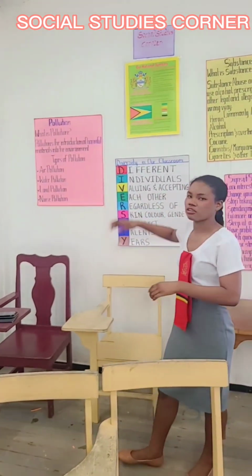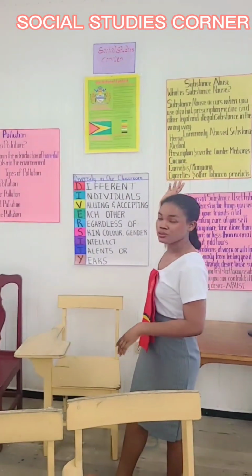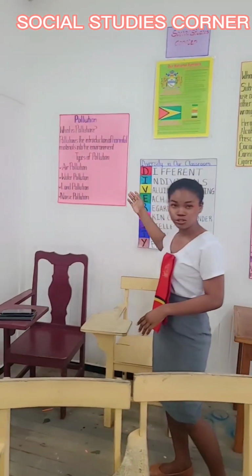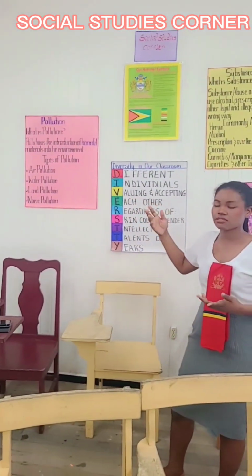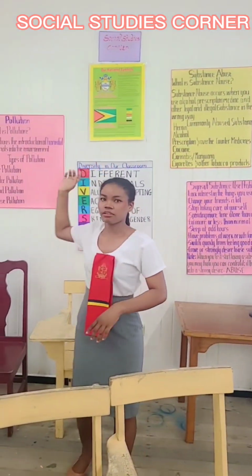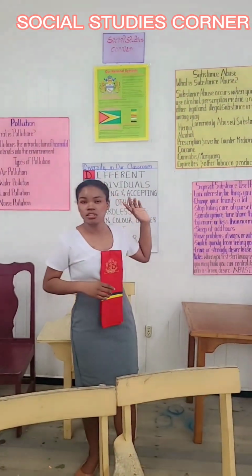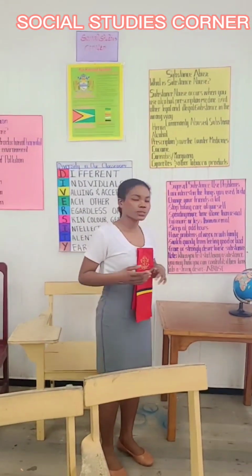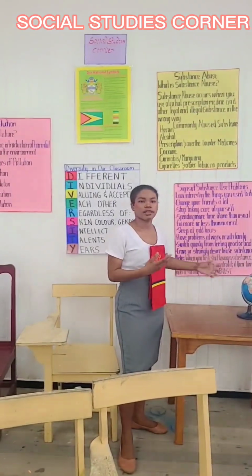In our social studies corner, we have different aids reflecting different things or ideas which are common in society. For example, we have substance abuse, then we have diversity in the classroom, and we also have pollution, which is popular in today's society, and then we have the national flag and the coat of arms, which is all prevalent. And also in our social studies corner, we have a globe for hands-on students.